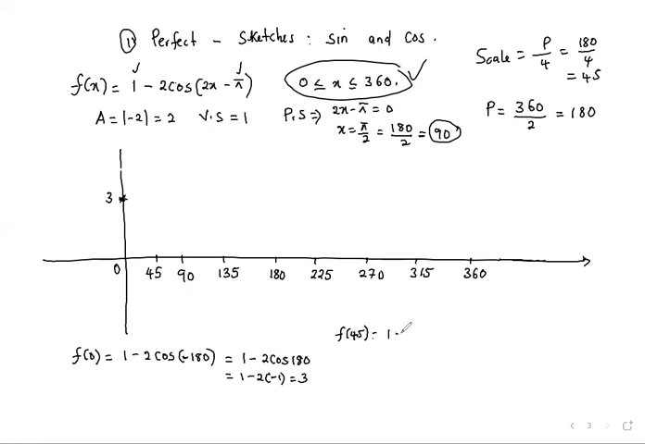And then at 45, we'll have f of 45. That will be 1 minus 2 cos, 2 times 45 is 90. So we'll have 90 minus 5, which is 180. So we'll get 1 minus 2 cos minus 90. Now cos 90 is 0. So we'll get 1.